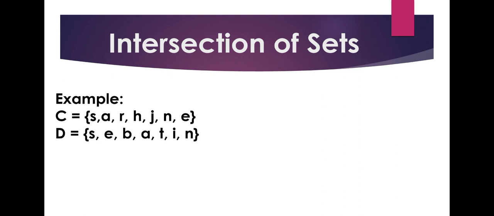Okay, let's have another example. We have intersection of sets. Let's say C is equal to SARHJNE and D is SEBATIN. Again, pag sinabi nating intersection, okay, sorry, mali lang yung nalagay ko dito. Dapat to ay intersection ni C and D. So, palitan nyo na lang yan. Or i-note nyo na lang na C intersection of D to. So, ano daw letters ang meron sa set C natin na makikita din natin kay set D? So, letter S meron. Si A pareho ding meron. Si N meron din. And then also si E. So, S, A, N, and E yung answer natin.